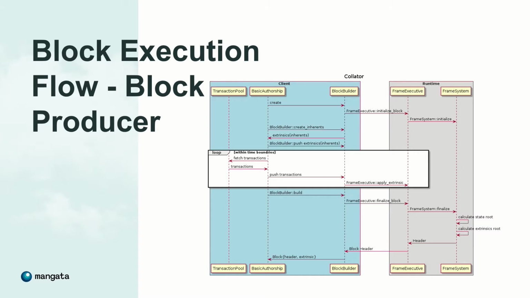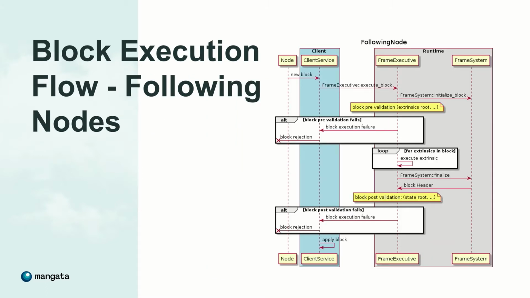published to the network. On the other side, there are following nodes that are just receiving the block from the network because it wasn't their turn to create one, or they are just following the state of the blockchain. And here it's mostly about validation. So when the block is received, we are doing some pre-validation step, making sure that it's the correct block.